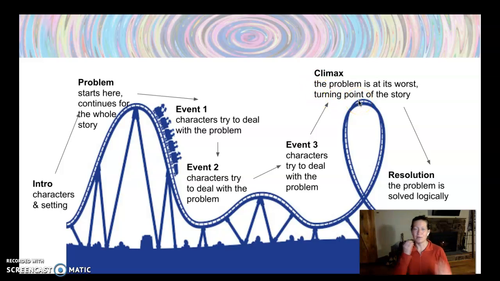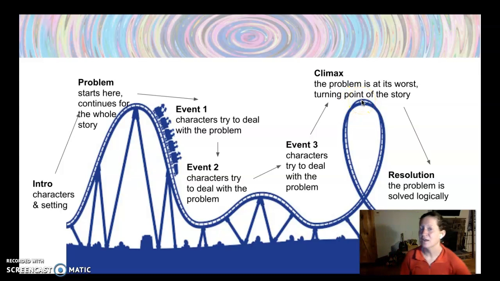This is where the problem gets to be the worst it could possibly be. It makes me think of the big battle scene in stories like Percy Jackson, or like Harry Potter. It makes me think about a friendship story where it seems like the friendship is never ever going to be back the way it was before, like you're never going to be friends again. In my story, you'll see what the climax is.